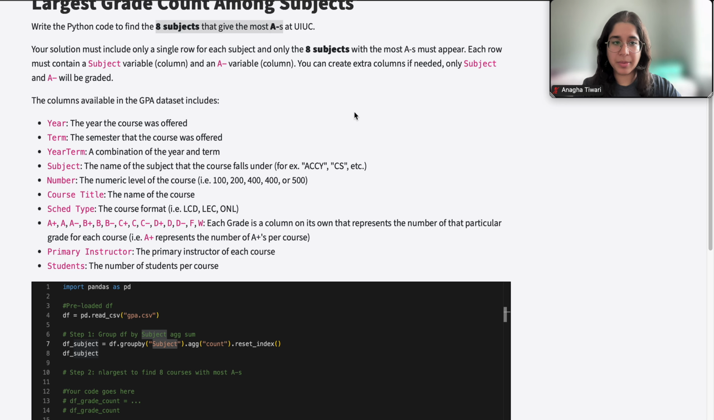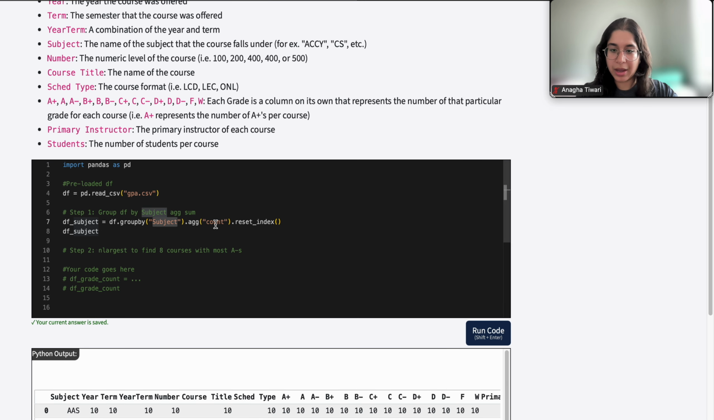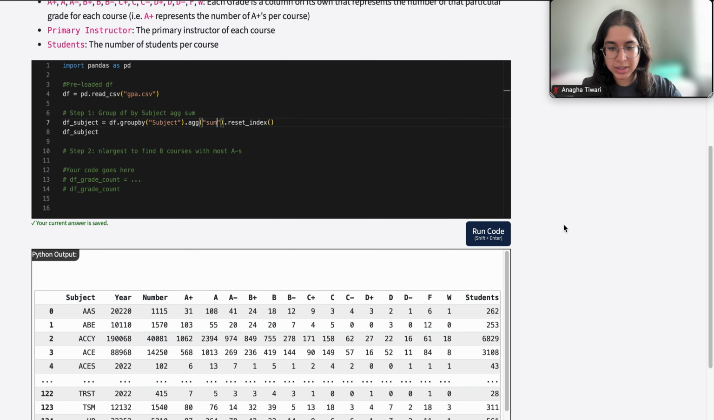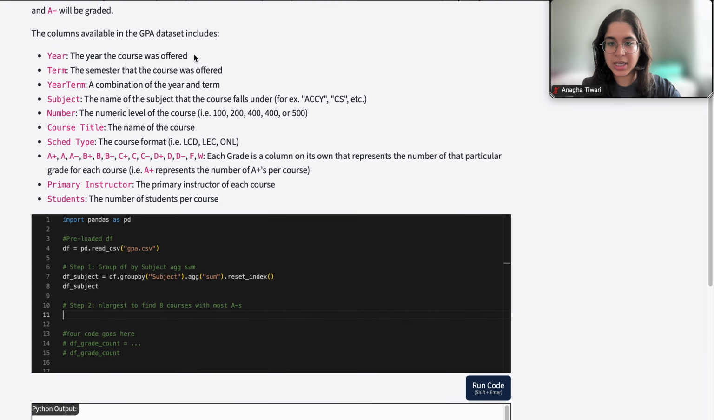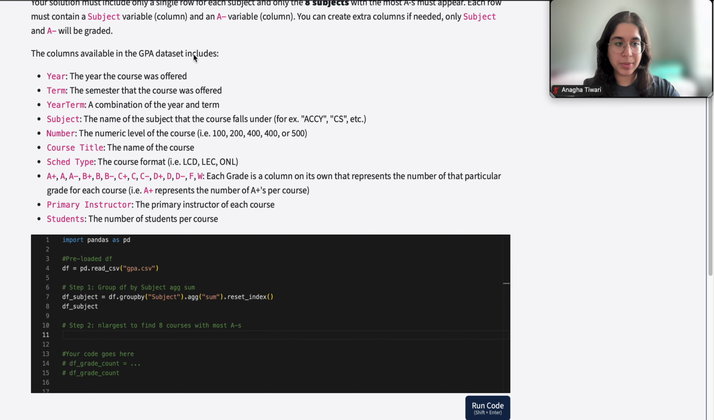So we want to find the total number of A minuses. We want to sum up all the A minuses for each subject. We don't want to find how many courses belong in each subject, which is what count is doing. So when we go ahead and use sum, we can clearly see that here. And then finally, step 2 is to find the 8 subjects that gave the most A minuses.